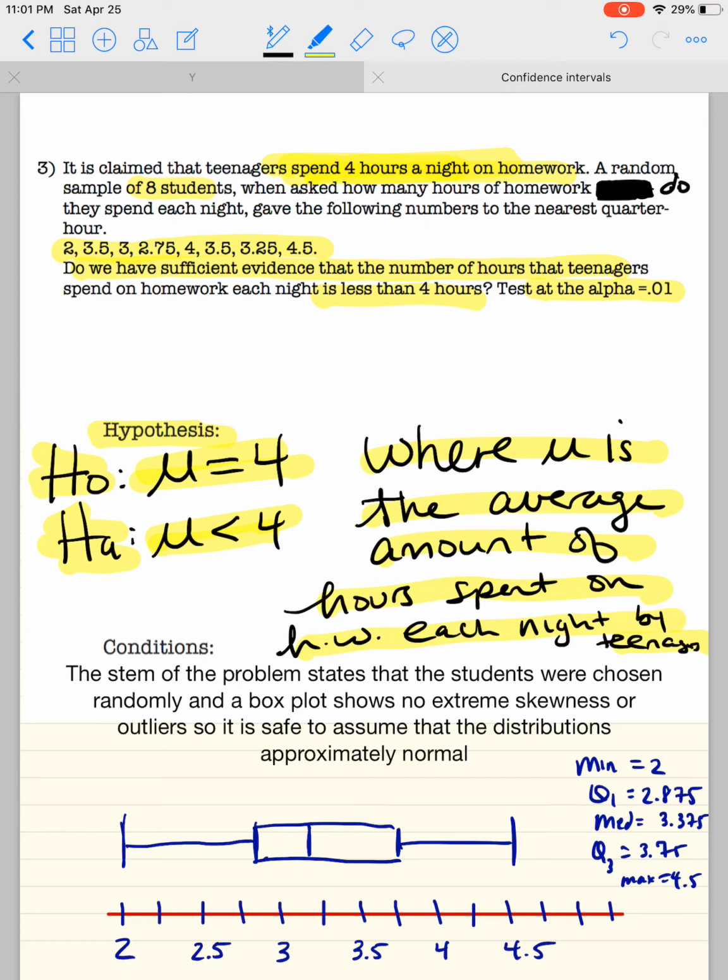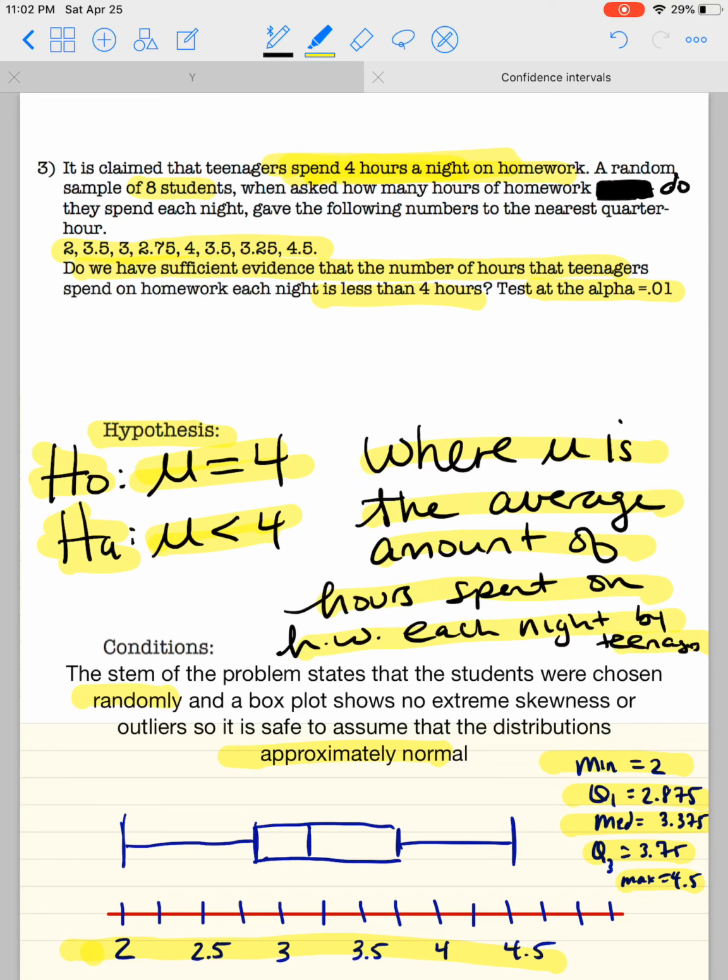Conditions. The stem of the problem states that the students were chosen randomly, and a box plot shows no extreme skewness, well in this case, not really too extreme anyway, or outliers, so it's safe to assume the distribution is approximately normal. I went ahead and found the 5-number summary, 2.875, and I'm drawing a box plot. You guys can also draw a stem plot or a dot plot, or even a histogram, but I like box plots the best. Make sure that you draw it exactly spaced out evenly, and this is what it looks like. There's no skewness, there's no outliers. We can assume it's approximately normal to proceed. You cannot do this problem unless you show a graphical display.